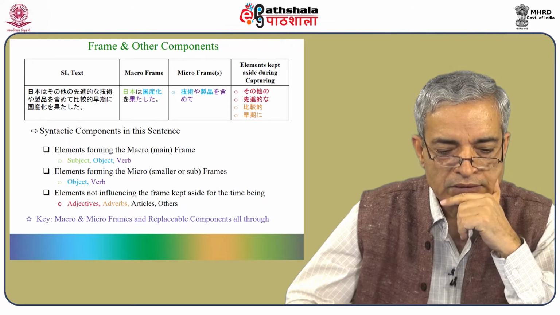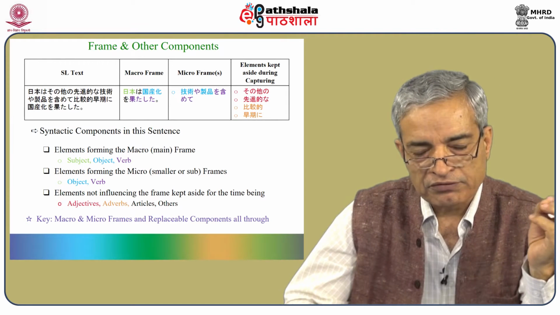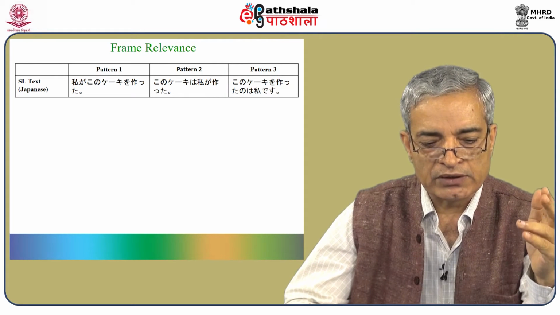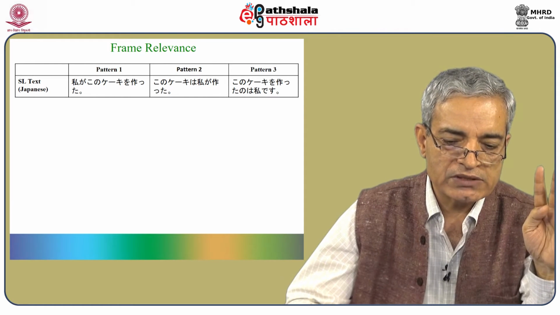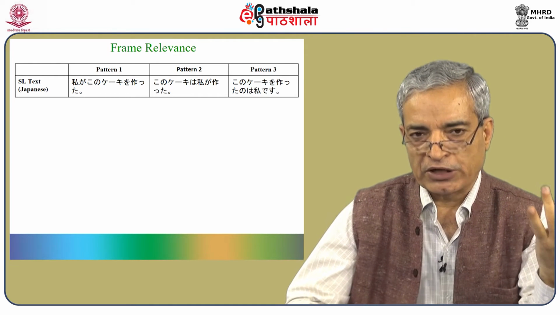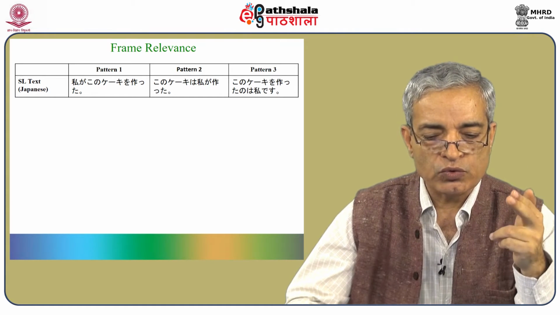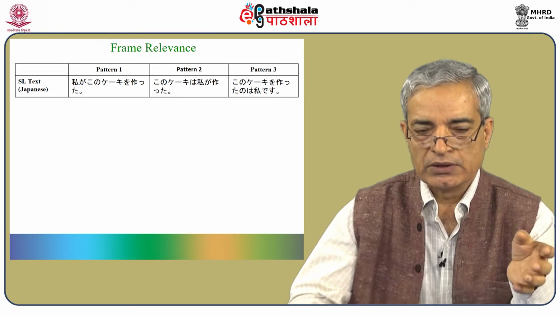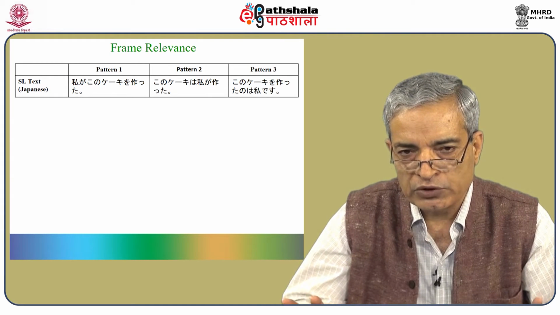It's the same combination of components said in a different way or in a different frame. How do they behave? Let's see an example in the source language, that is Japanese in this case. Watashi ga kono keiki o tsukutta. Now there are elements like watashi, kono keiki, tsukutta. The rest are particles. Now the same sentence, watashi ga kono keiki o tsukutta, can be said in another way, that is kono keiki wa watashi ga tsukutta, or kono keiki o tsukutta no wa watashi desu. These are the three ways or the three patterns in which the same components can be used to express almost the same meaning.